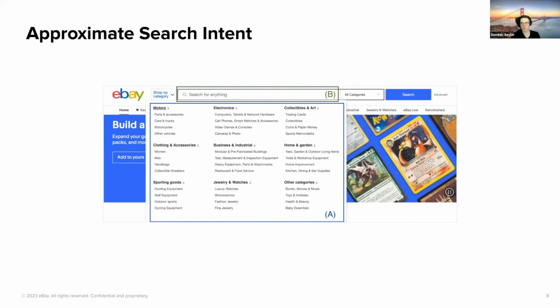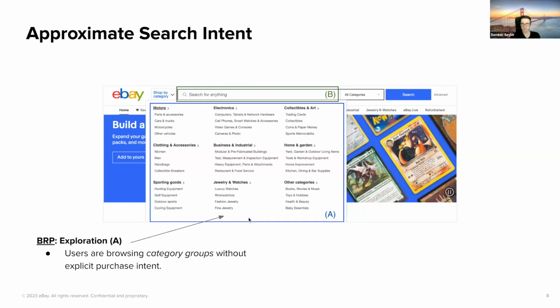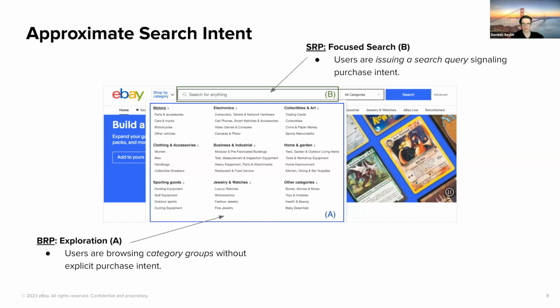So next I will explain how we separate the queries into browse pages and search result pages. If we are on the eBay homepage and a user would click on one of the categories seen here, this will mean that he is in an exploration mode, and the query that he or she will encounter will be counted towards the browse result page set. In contrast, if a user issues a keyword query, we would say his intent or her intent is focused search, and that query of that user will add towards a set of SRP queries.